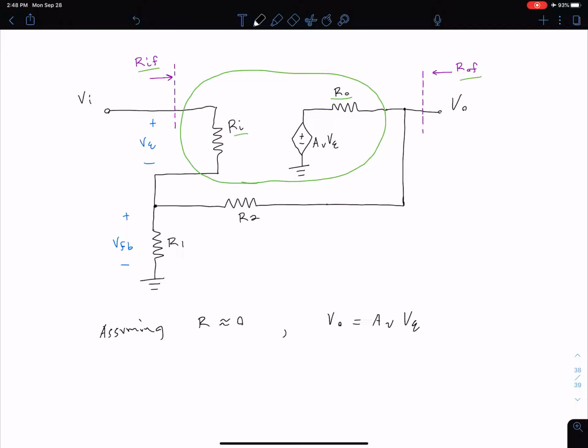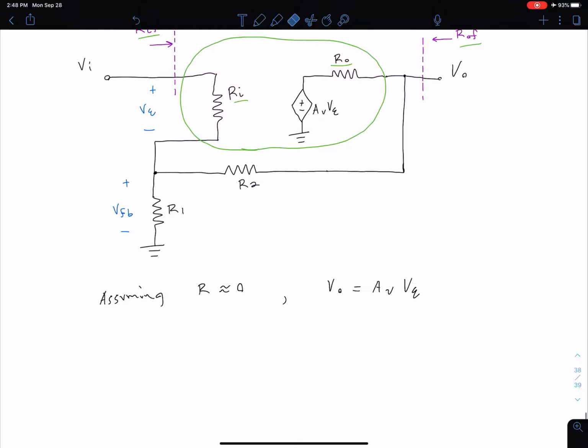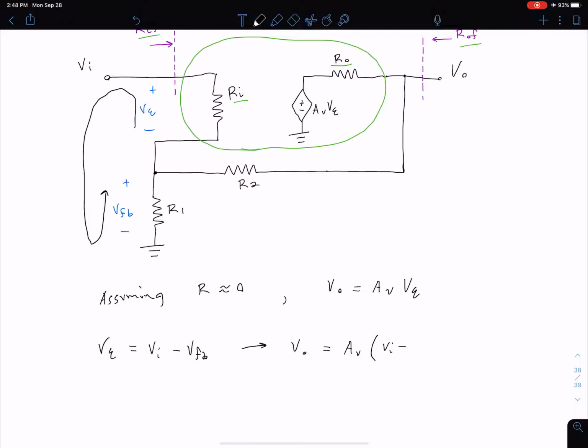Okay, well let's come over here to our left side on our input and see what this error voltage is. If we do a KVL around this way, what we see is that our error voltage is equal to our input voltage minus our feedback voltage. So we can substitute that in, and what we have then is our output voltage is equal to our open loop gain times the quantity of our input voltage minus our feedback voltage.